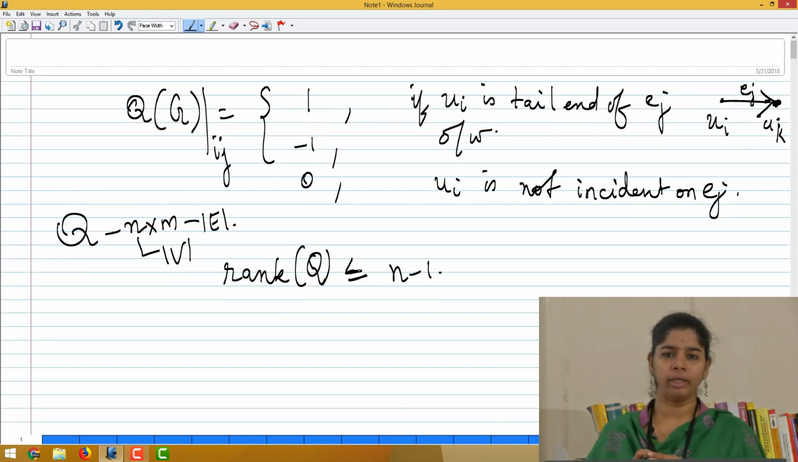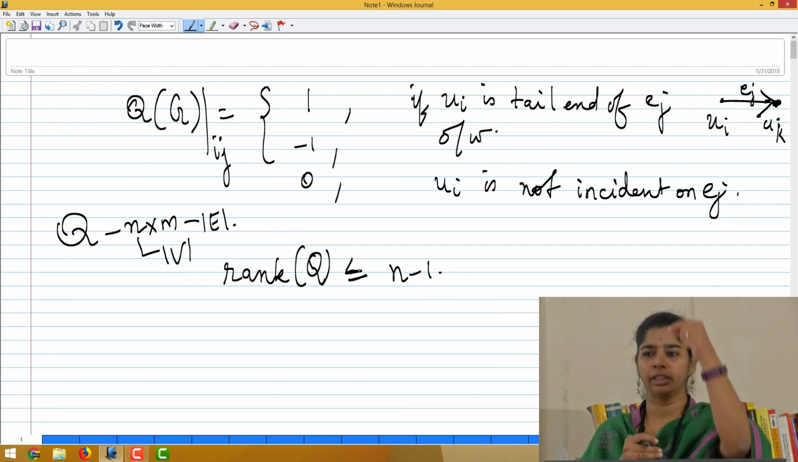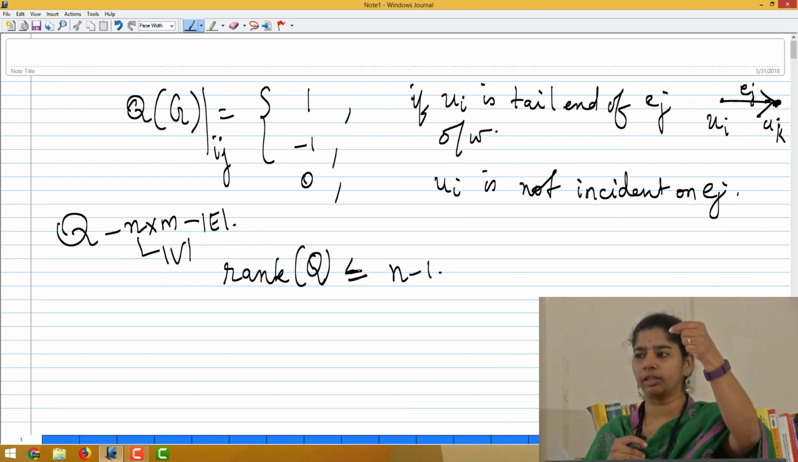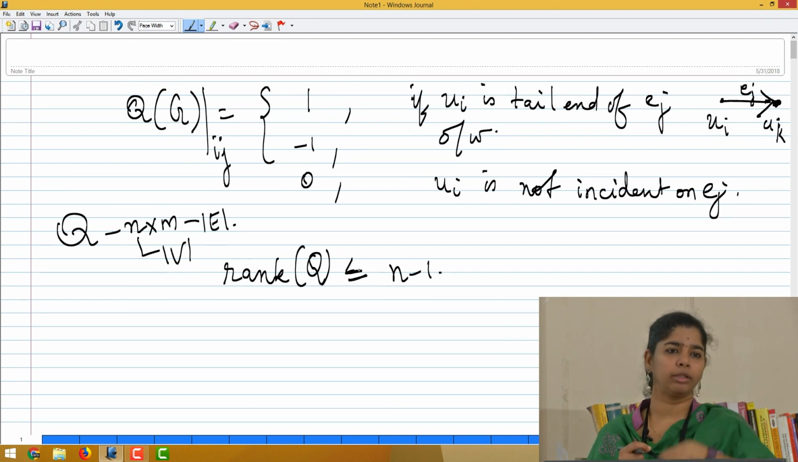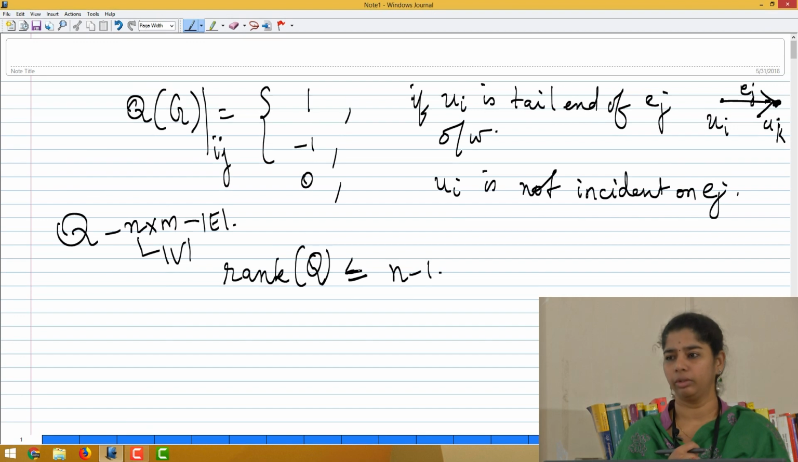So now my question is, when I say n minus 1, what would be the column space? We know every column adds up to 0, because if I look at an edge, it will always have a tail end and a front end. So 1 and -1 will be there. So the column sum is going to become 0.